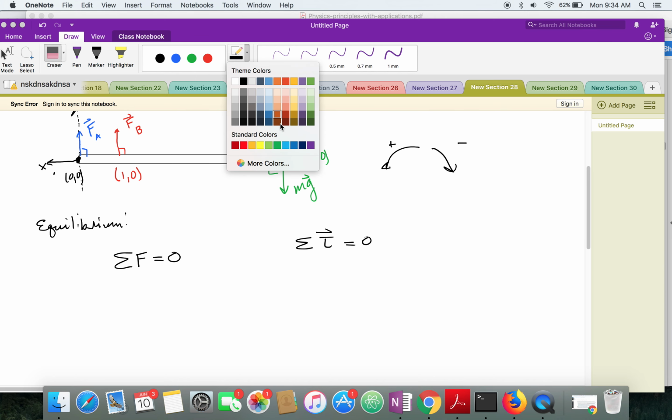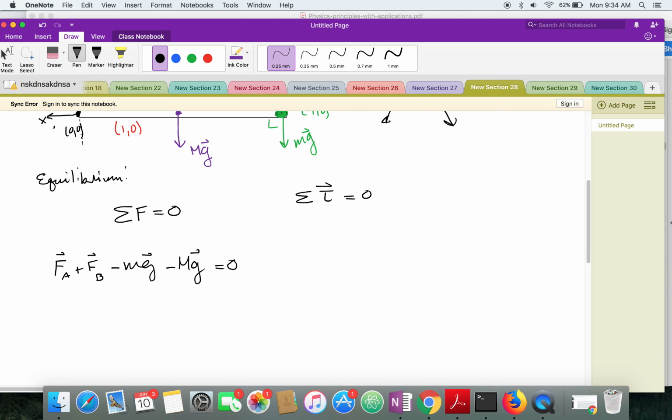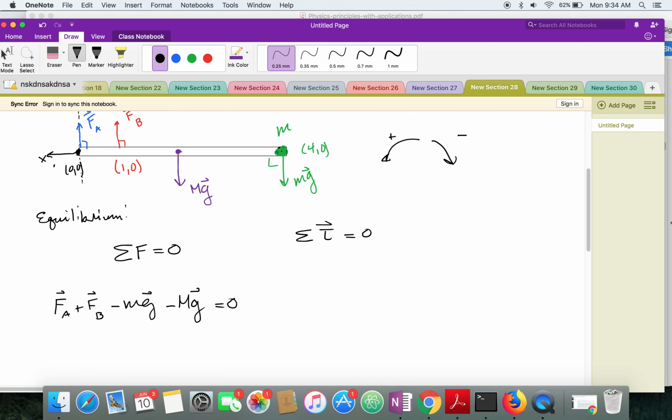So now we have this new mass, big M, and that's dead center. Right, so there's another big mg. And so the sum of the forces here is going to look like FA plus FB minus little mg minus big mg equal to 0. Okay. And then we could do the sum of the torques.